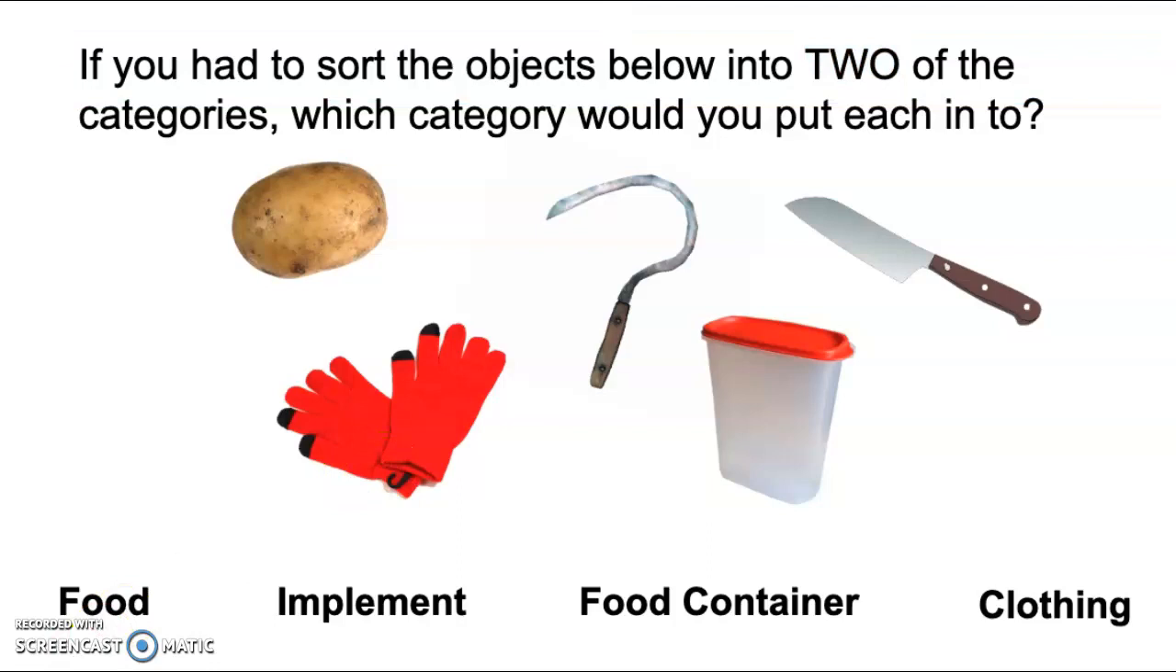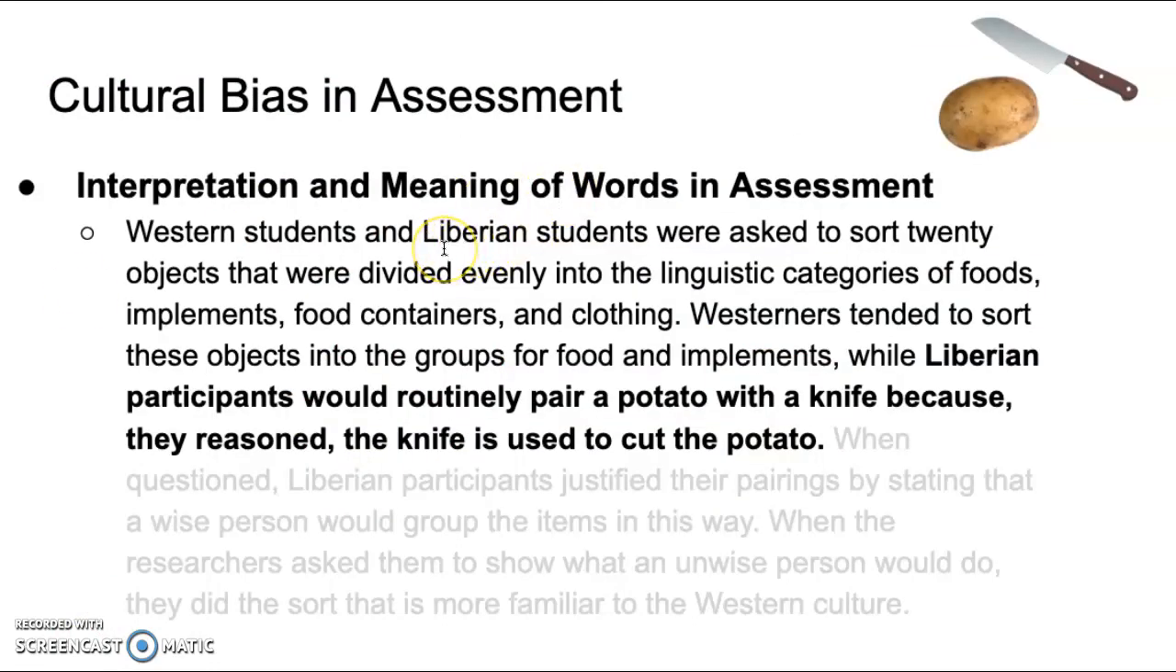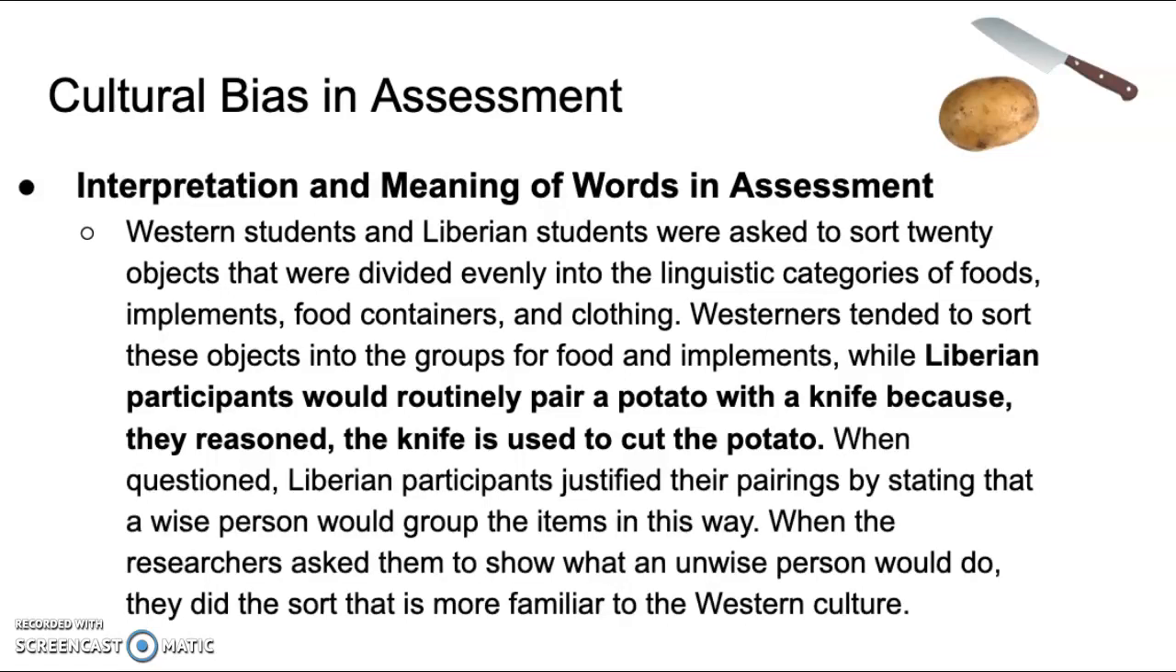Now, in this case, Western students, think of those born and raised in the United States, and Liberian students were asked to sort 20 objects that were divided evenly into these linguistic categories: foods, implements, food containers, clothing. Westerners tended to sort these objects into groups for food and implements, while Liberian participants would routinely pair, for example, a potato with a knife, because they reasoned the knife was used to cut the potato. In other words, our backgrounds influence how we sort, how we categorize.